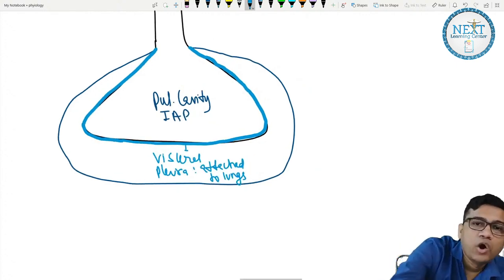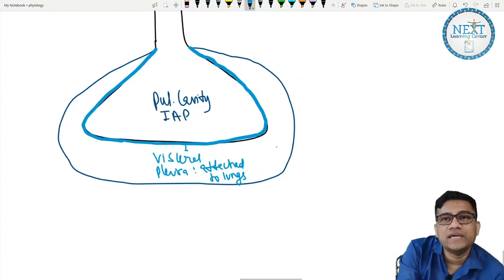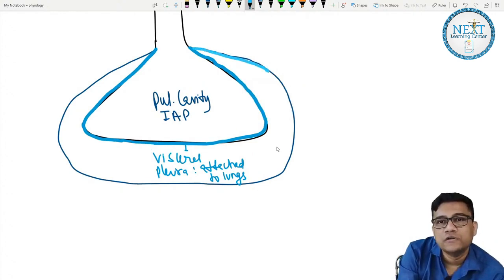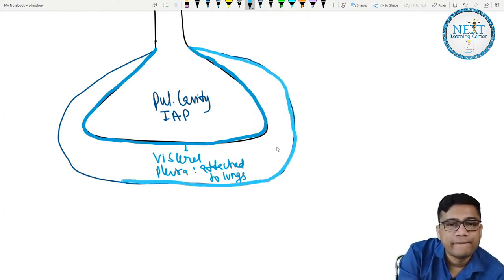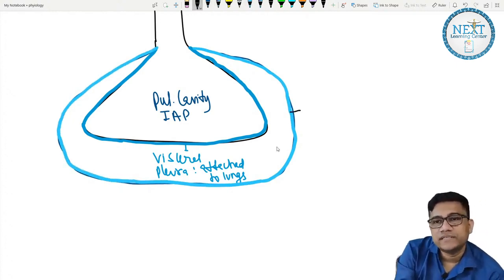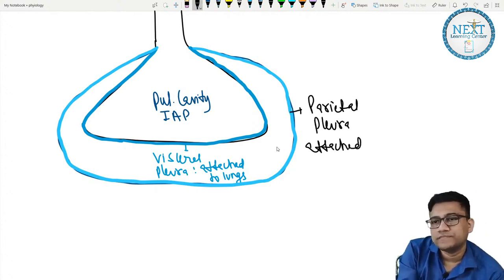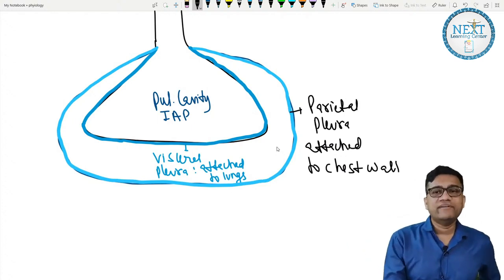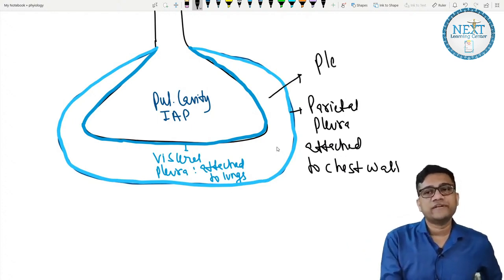Okay. On the other hand, we have another layer, which I'll highlight with a slight color change. It is attached to the chest wall. This is the parietal pleura, attached to the chest wall. So there are technically two layers, and the cavity between the two layers is called the pleural cavity.